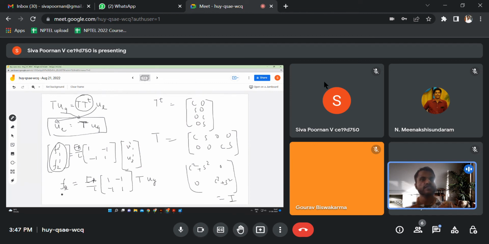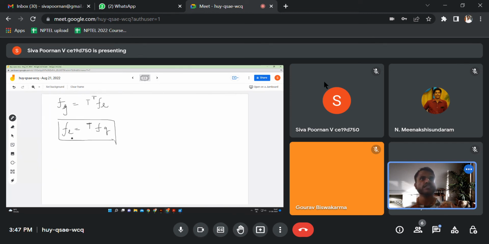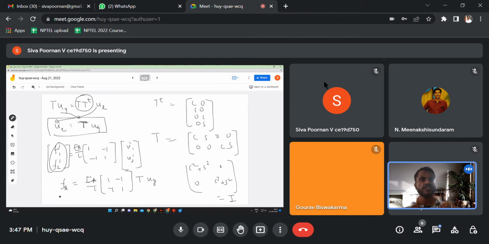So if I substitute it here, what happens? Fl is equal to t times fg, therefore it will become t times fg is equal to EA by L into this thing, the whole thing will remain the same, right? I can just multiply t transpose on both the sides. So what will happen?